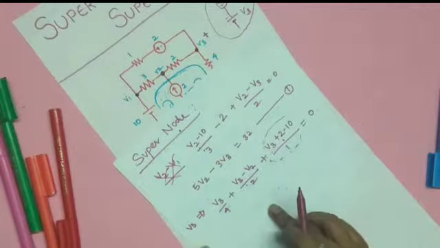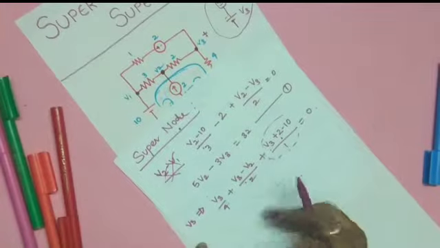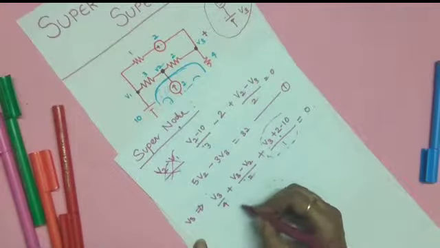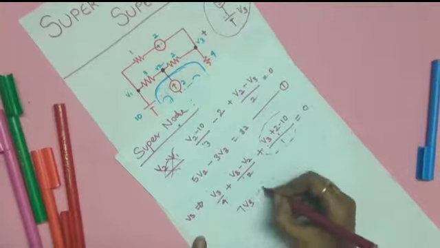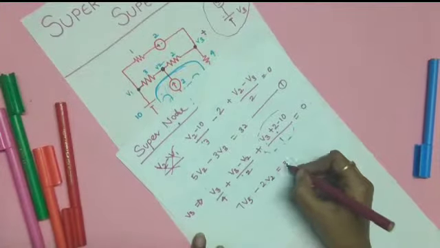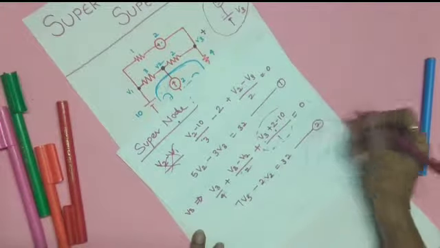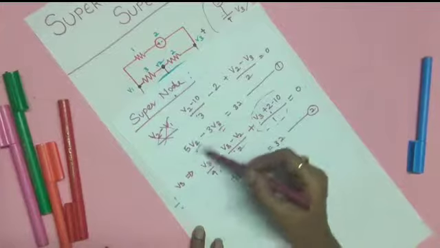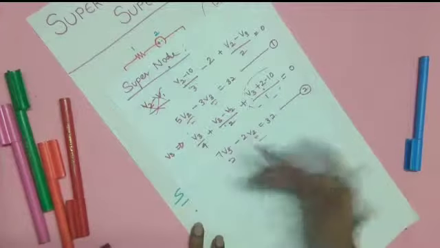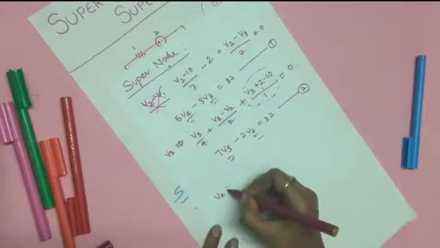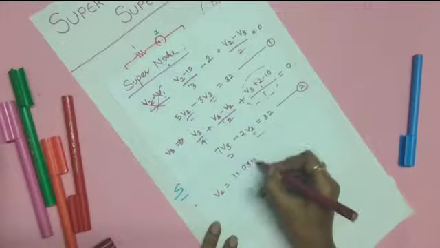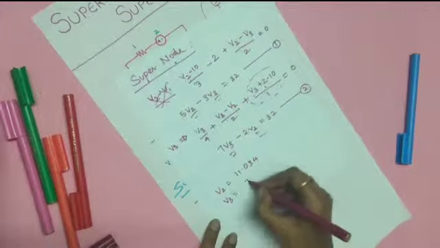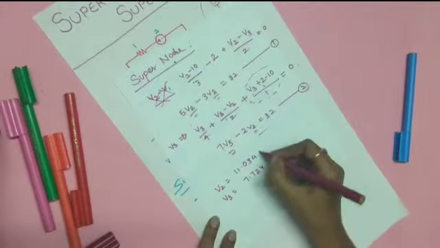And after solving this equation, what I got is 7V3 minus 2V2 equals 32. This is the second equation, and you can observe that there are only two unknowns and we have two equations, and after solving this I got V2 equals 11.034 and V3 equals 7.724 volts.